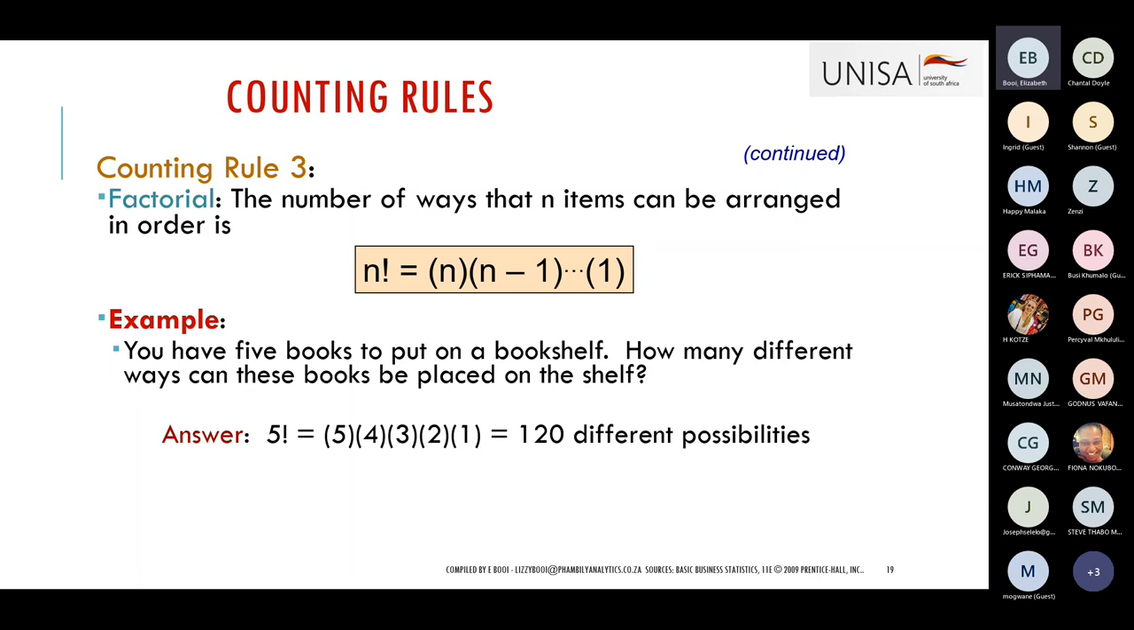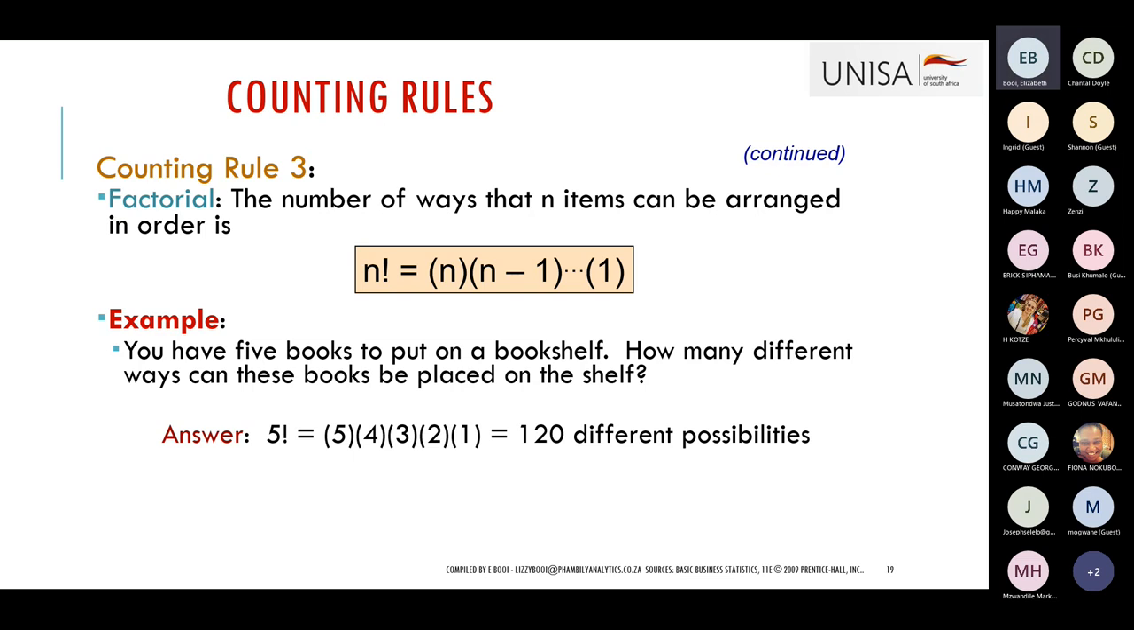The next one is what we call a factorial. The number of ways an item can be arranged or placed in an order, for example how many ways I can take out books from a library. If there are 4 books that I need to take out, then I can take out 4 books, or 3 books, 2 books, 1 book at a time. That is your n factorial, meaning 4 times 3 times 2 times 1.